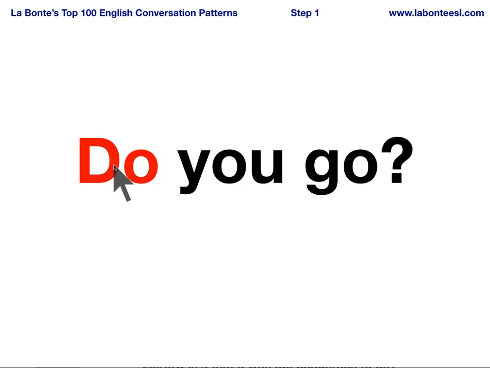do you go? And they would have to translate it this way. I then say, do you read? And they would do it this way. Do you eat? Do you write? Do you sleep? I want to see if they're picking up on the do.